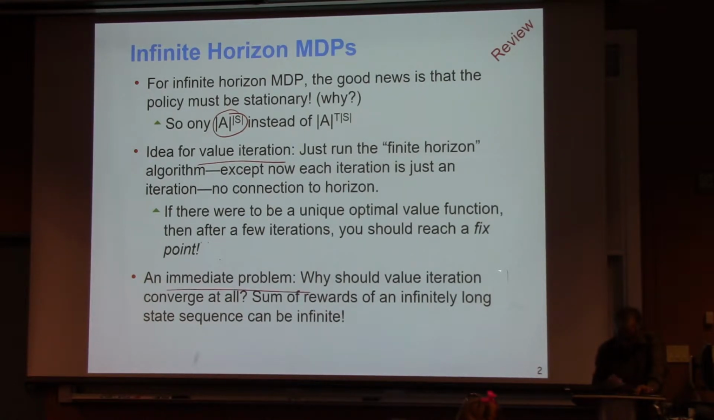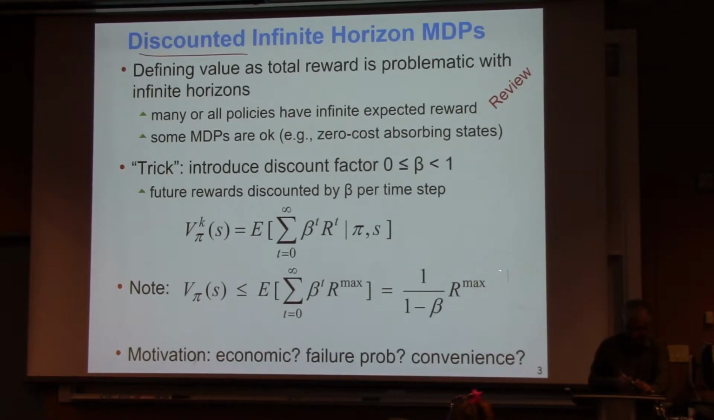And then we talked about this immediate problem. Why should the value function converge at all? Given that the rewards can add up over an infinite horizon and they become infinitely large. And then we talked about this trick called discounting future reward with respect to current reward.